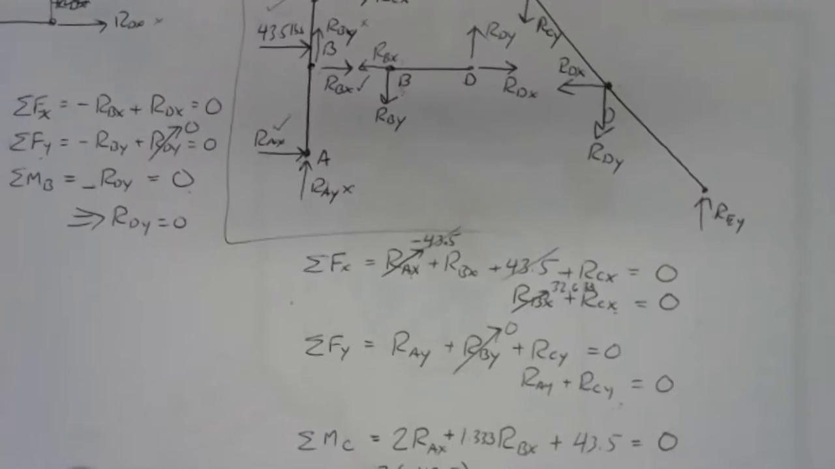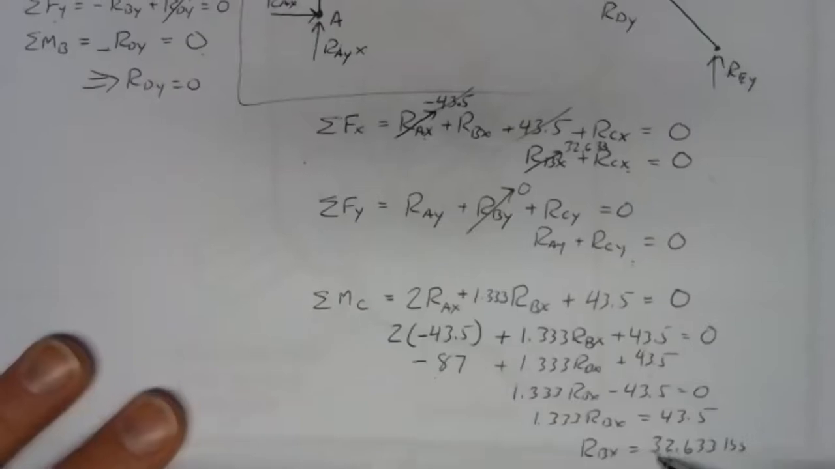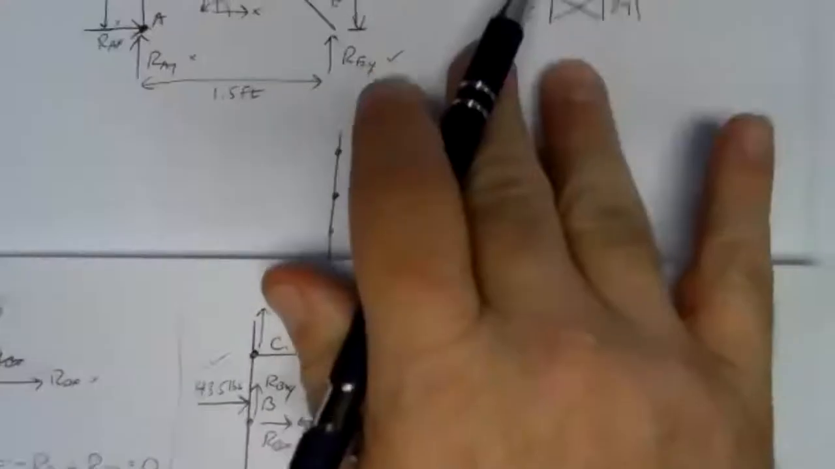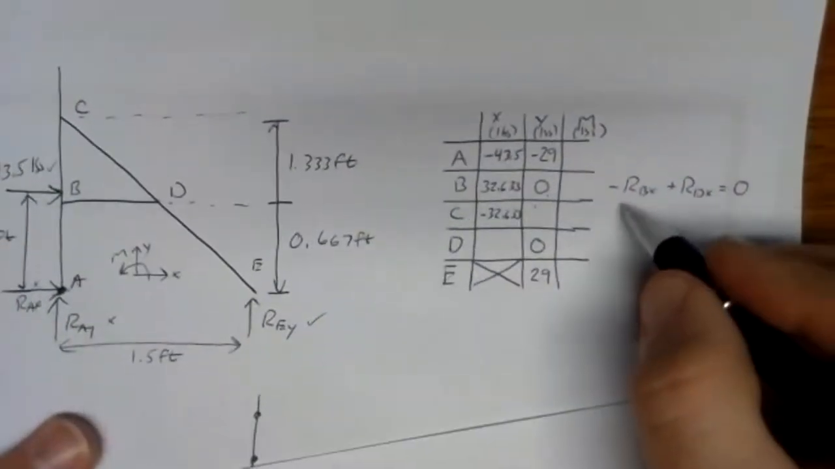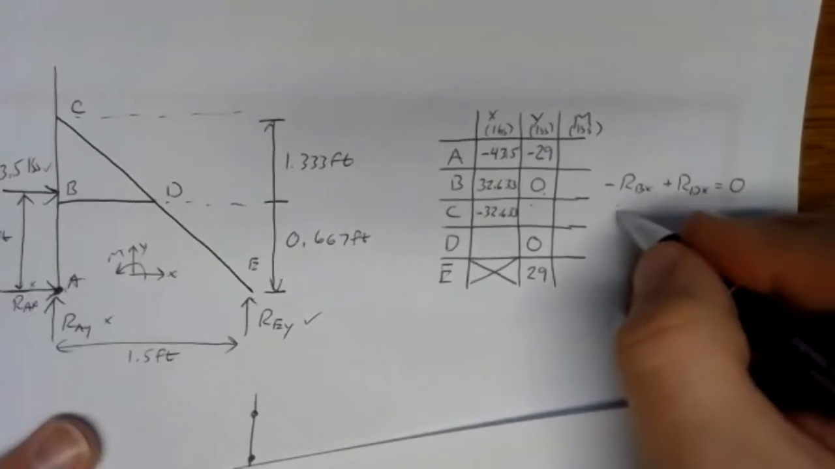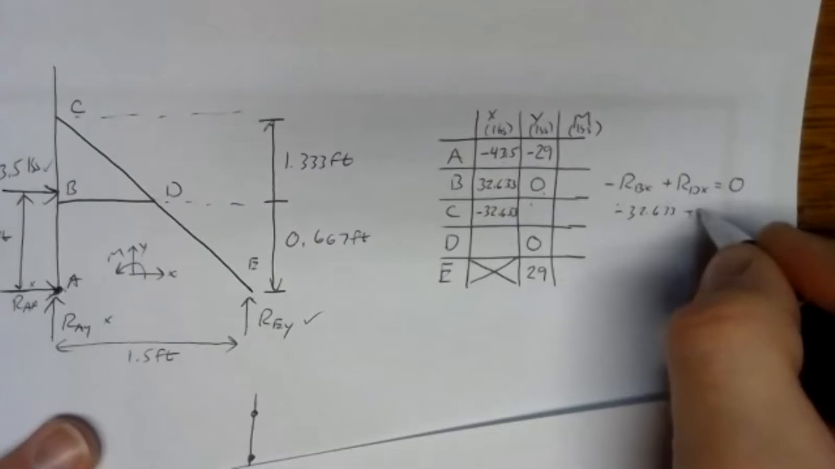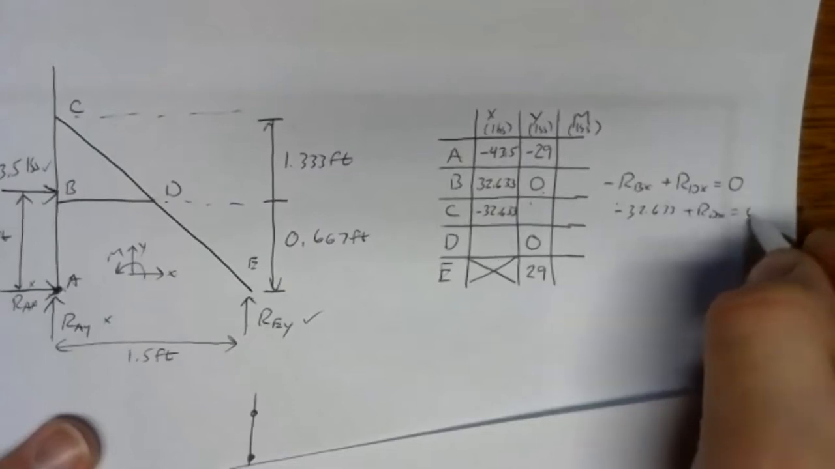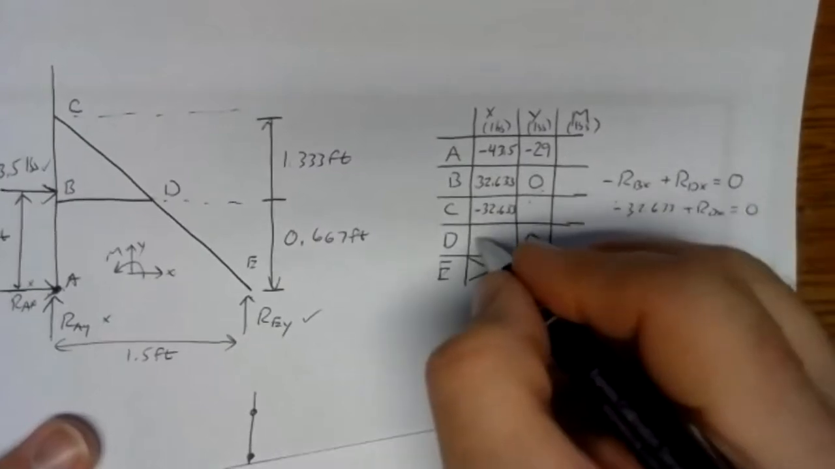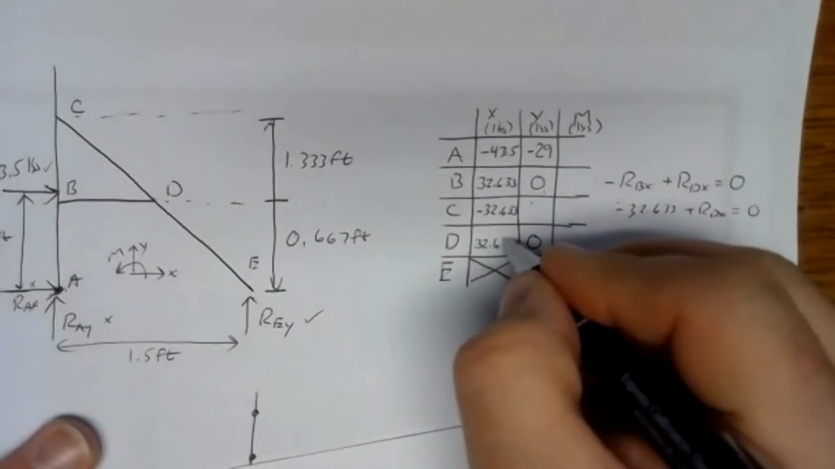And knowing what RBX is, we can go back to our equation bank, and that says negative RBX plus RDX equals 0. So negative 32.633 plus RDX equals 0. So RDX must be a positive 32.633.